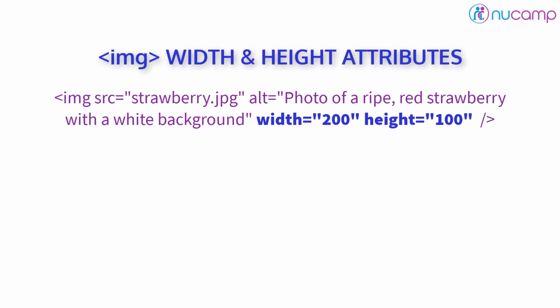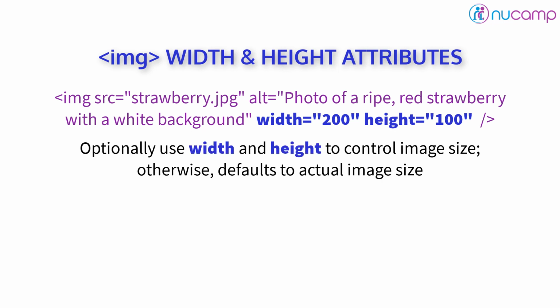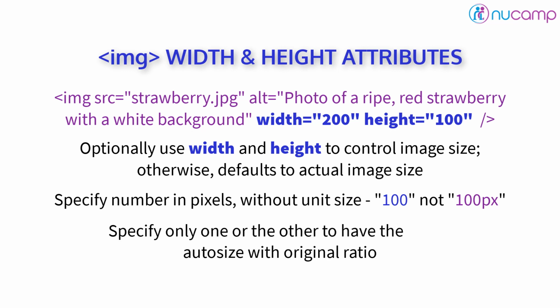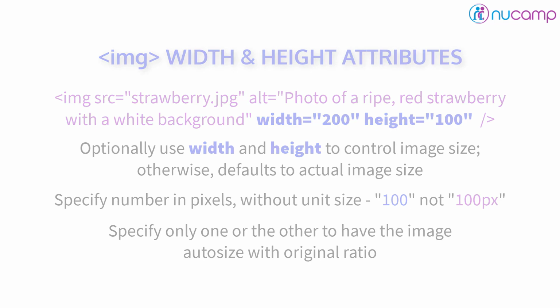Two other commonly used attributes for the image element are width and height. These can be used to control the image size. Otherwise, the size will default to the actual size of the image. These attributes should be given a number that represents the width or height in pixels. Don't use a unit size. For instance, say 100 instead of 100px. If you specify only the width or only the height, then the browser will automatically adjust the other dimension with the original image ratio. Let's look at an example.